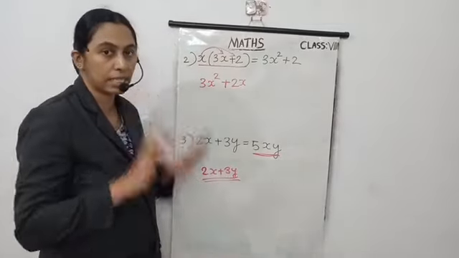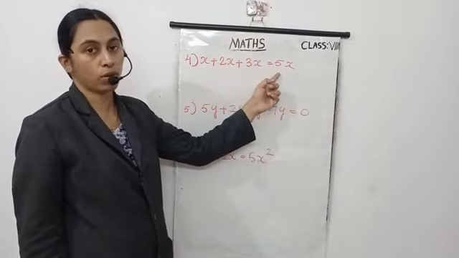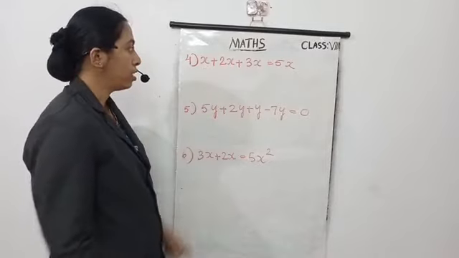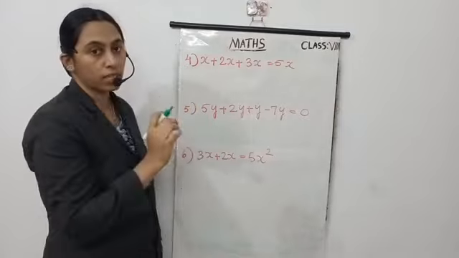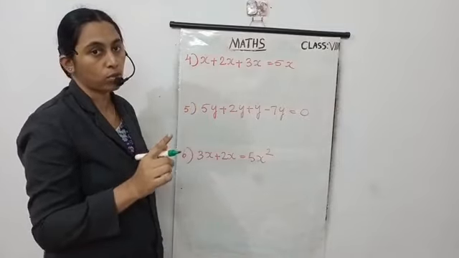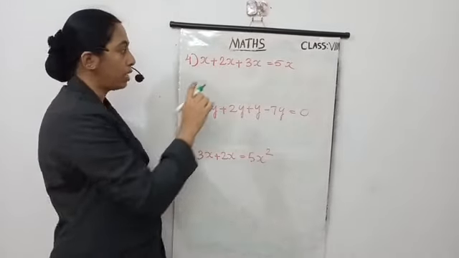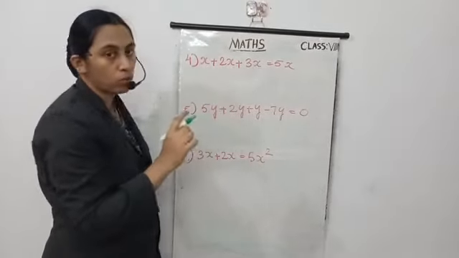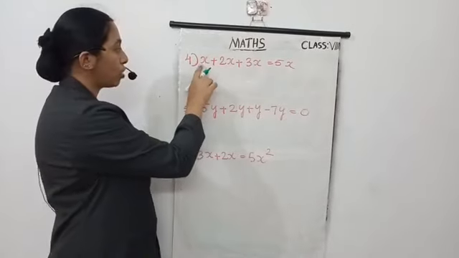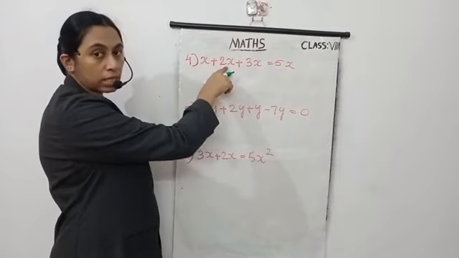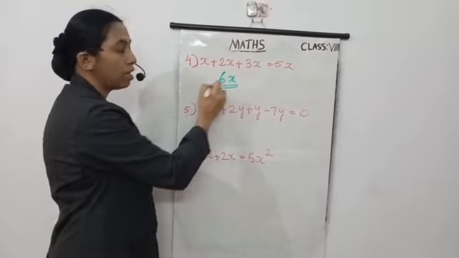Now fourth question, x plus 2x plus 3x equals 5x. Is it correct? 2x plus 3x is 5x. Here one more x, its coefficient is 1, so we must include this also in this addition. These all are like terms because all have variable x with the same power. So 1x plus 2x, 3x, 3x plus 3x, 6x. So the correct answer is 6x.